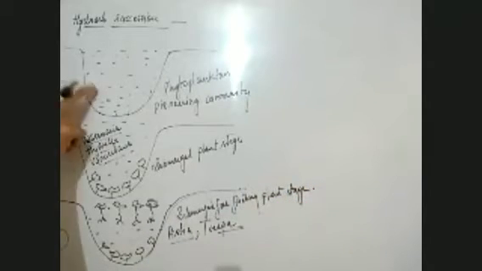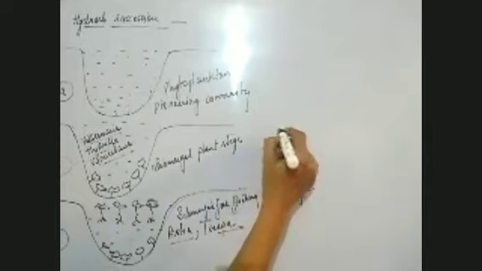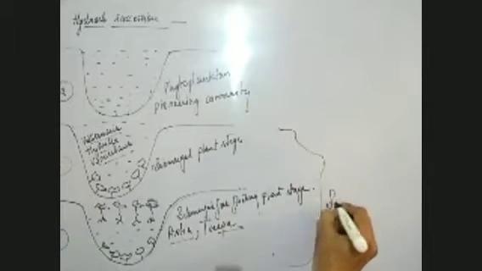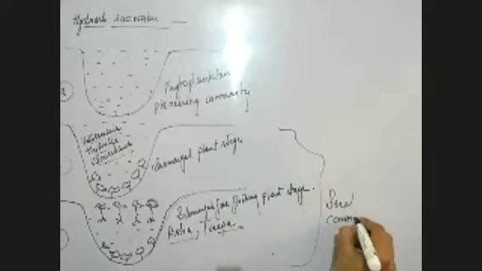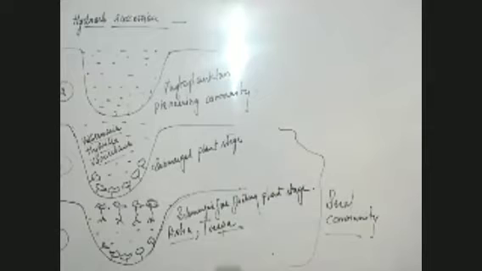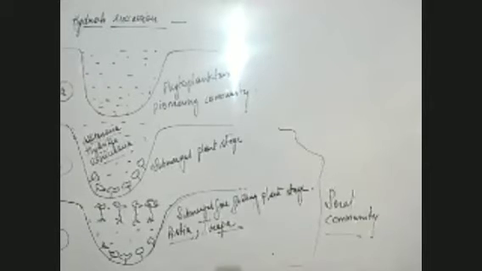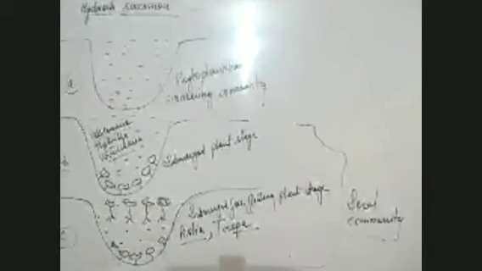So this is the pioneering community. These two come in the seral community. So we call it SERAL, seral community. I told you in between the pioneering and the climax community, we have the seral community. These are the three stages which I have shown, A, B, and C.